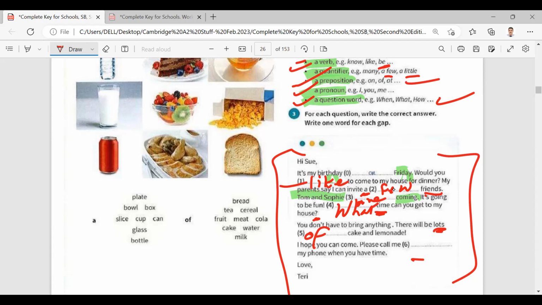Please call me my phone when you have time. What we need here? We need a preposition. Okay, so what should you write here? At? No. On my phone. Call me on my phone. Yes, meaning on my phone. Call me on my phone when you have time. So here on my phone. Okay, Sarah, is it clear?